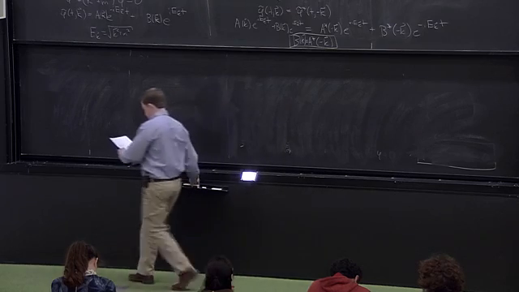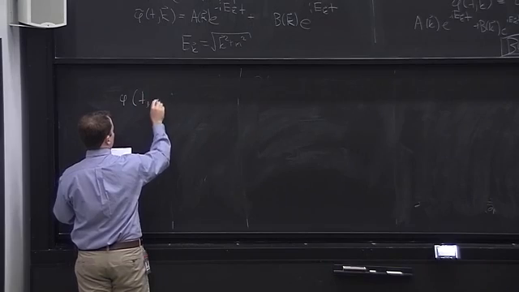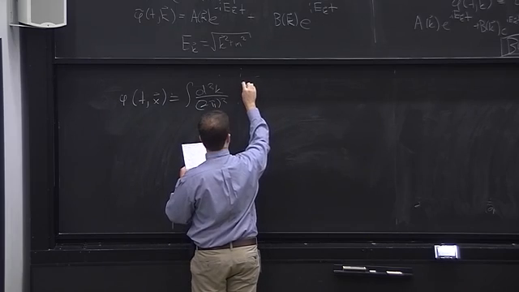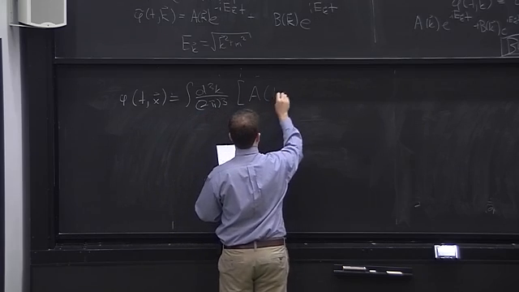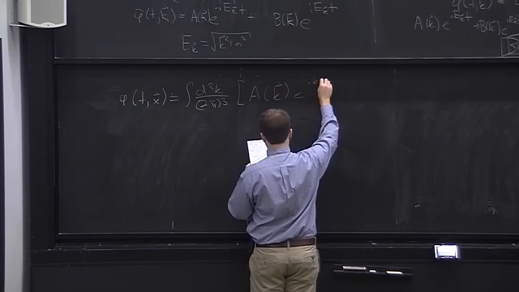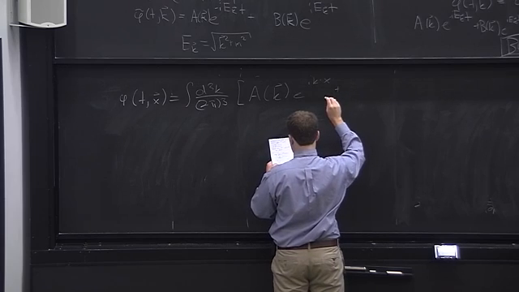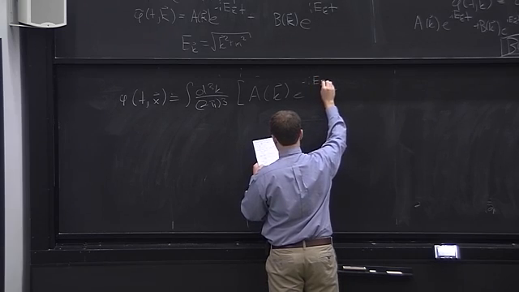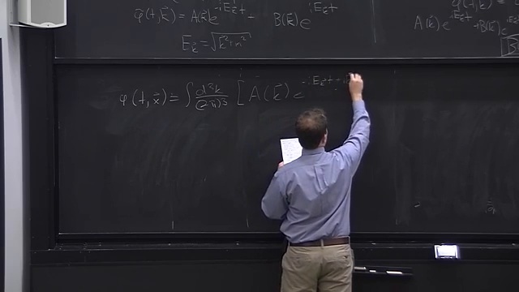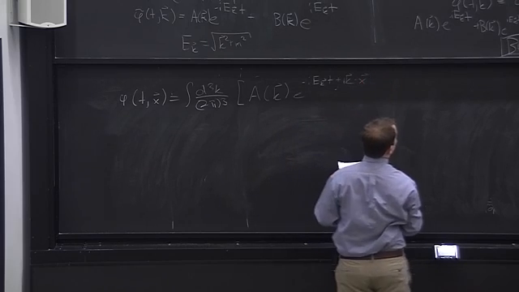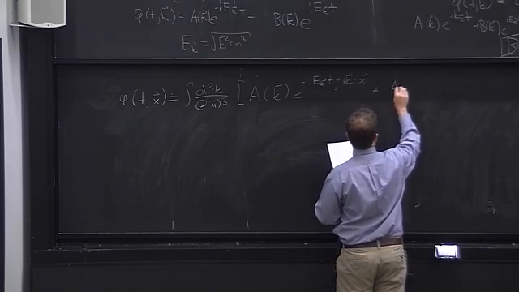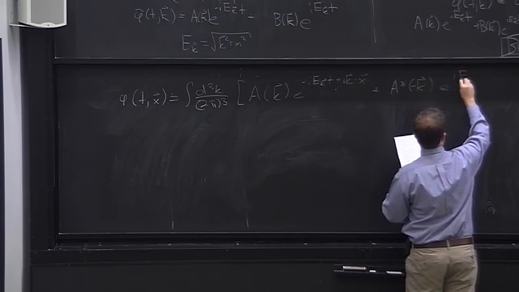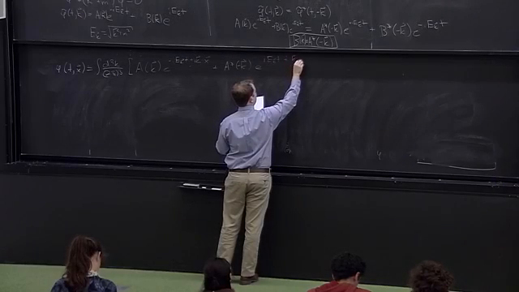So first, let's rewrite what we found. We found that phi of t and x is the integral d^3k over (2 pi) cubed, a of k e to the minus i (E_k t plus k dot x), skipping ahead, plus a star of minus k e to the i E_k t plus i k dot x.